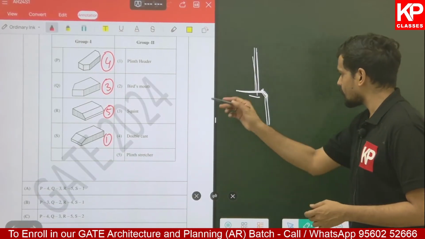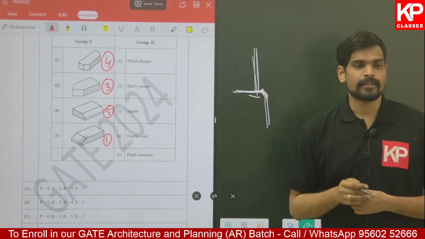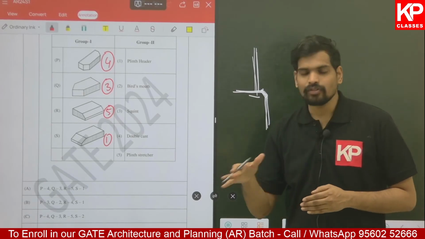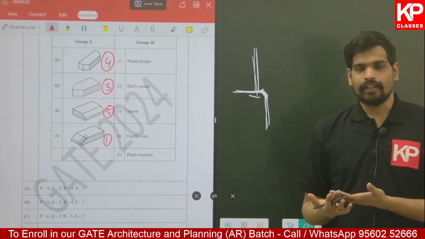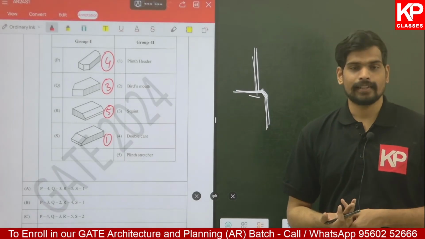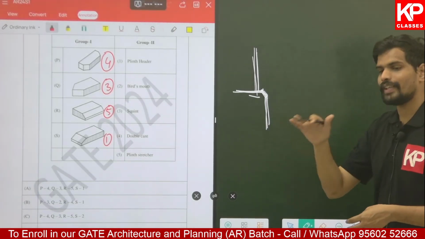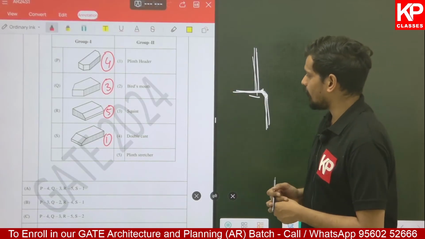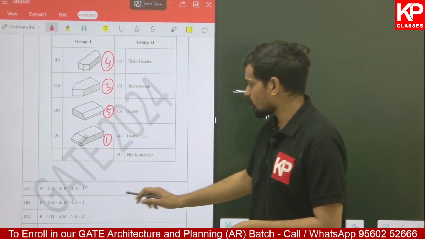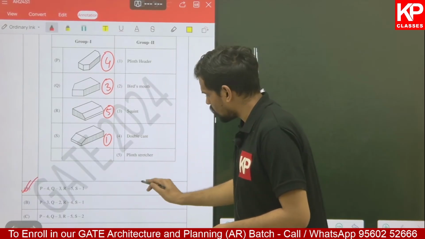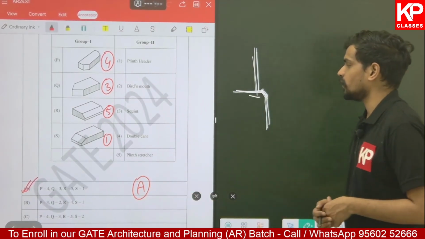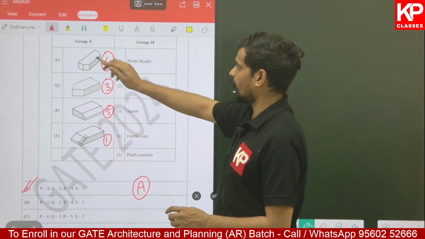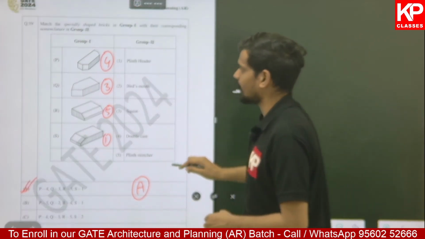So 4-3, it is generally used. Why is it called plinth header and plinth stretcher? Like I told you, it is generally used at the plinth level of the building to create an angular base or a finish. Again, there are other applications. It is also used sometimes at sill level to give a weathered surface at the sill level of a window as well. So 4-3-5-1 would be the correct answer. Option A is the given correct option for this question. So that's again a straightforward question of identifying the diagrams of building materials, that is brick.